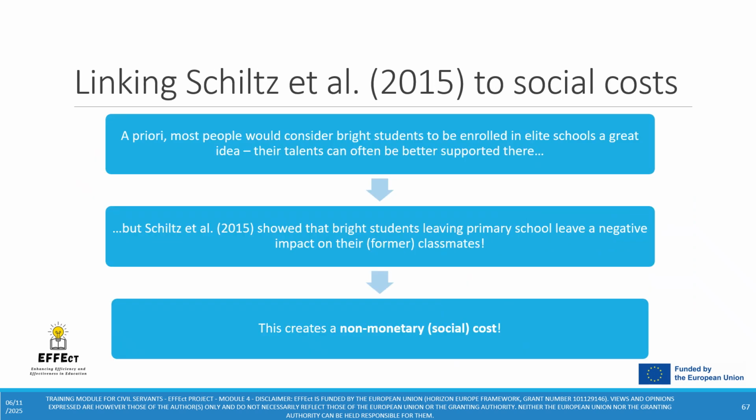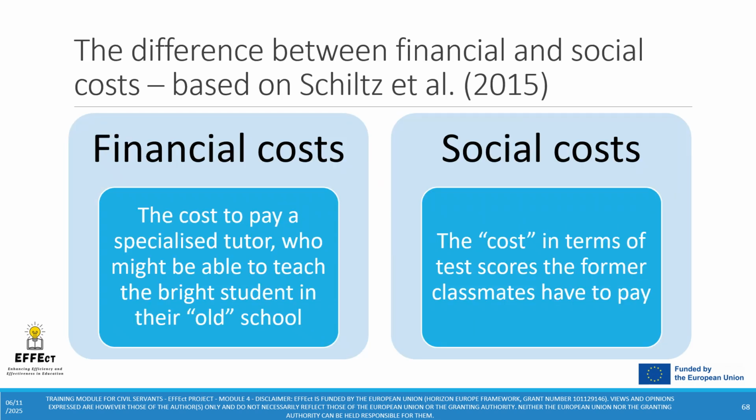A priori, most people would consider bright students being enrolled in elite schools a great idea, because their talents can often be better supported there. But Dr. Schilz and his colleagues showed that bright students leaving primary school leave a negative impact on their former classmates, which creates a non-monetary social cost. And therefore, we can use this example to illustrate the difference between financial and social costs.